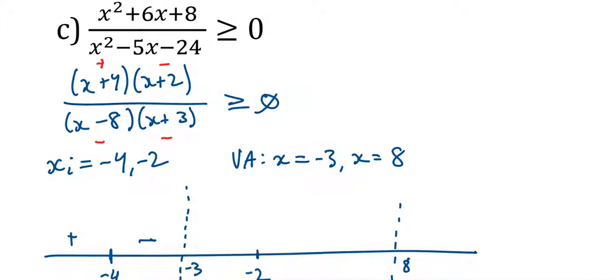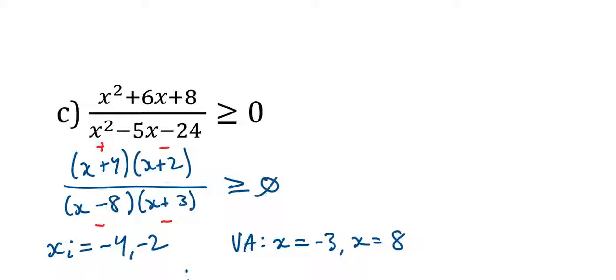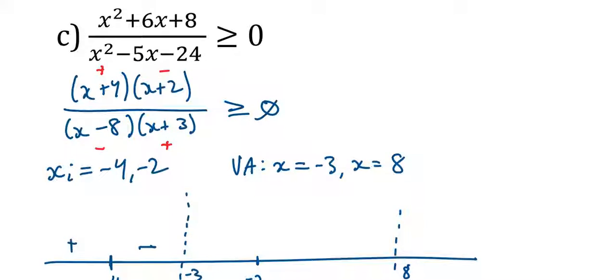So it's negative. A number between negative 3 and negative 2, negative 2.5. So again, going back up, negative 2.5 plus 4 is positive. Negative 2.5 plus 2, still negative. Minus 8, still negative. Negative 2.5 plus 3, that one is now changing to positive. So I have 2 positives, 2 negatives. That means this interval is positive.